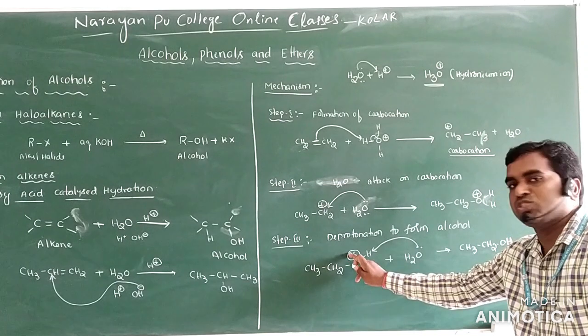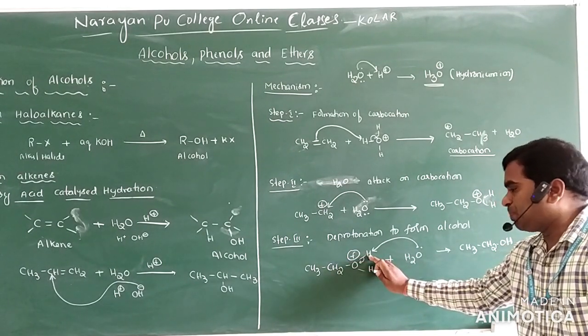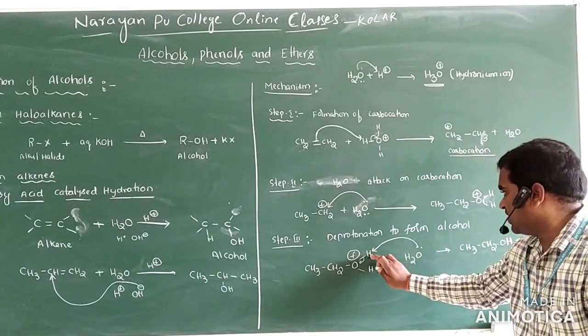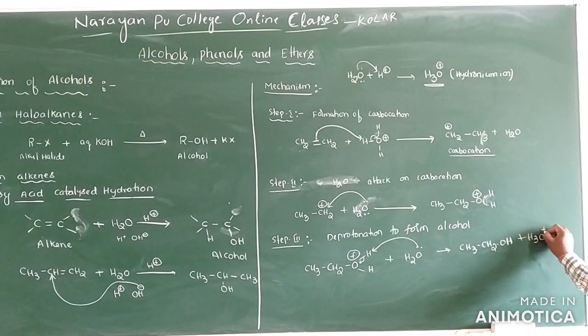Oxygen is having which charge? Positive. And the negative and positive charge will be neutralized. It will be H plus. So it is giving electrons here, so oxygen is losing an electron. Then we will get H3O plus.